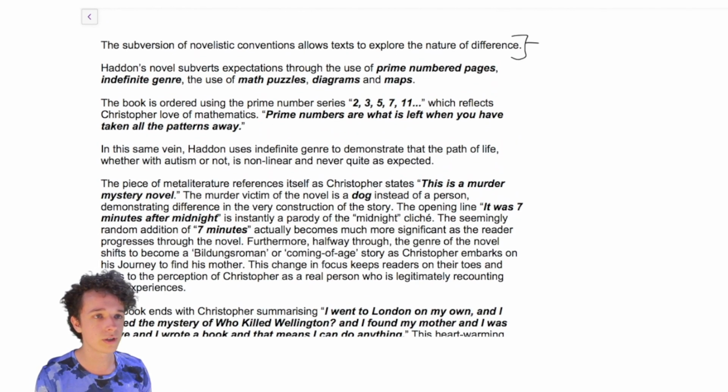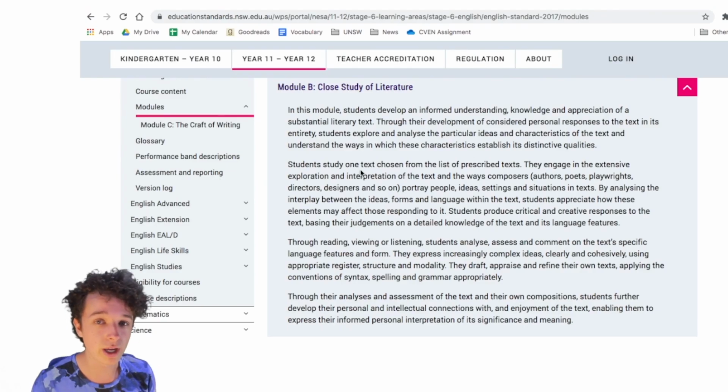All right, fairly standard structure here. So we have an introduction. And in the introduction, we have an idea/conceptual statement. So the subversion of novelistic conventions allows texts to explore the nature of difference. And that conceptual statement is a link to the requirements of Module B.